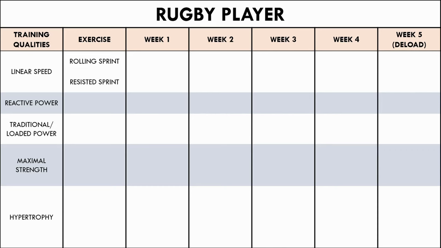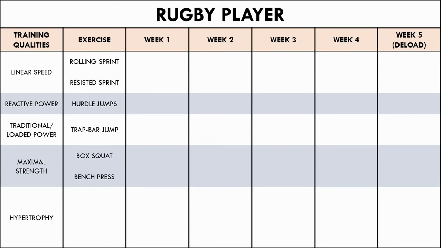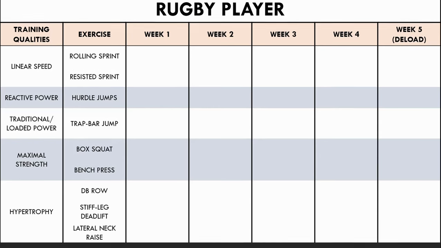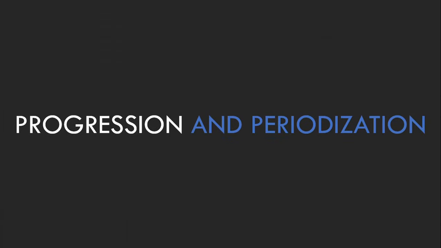For reactive power training, we've chosen hurdle jumps as a plyometric exercise. For traditional loaded power training, the trap bar jump was selected. Strength training consists of box squats and bench press, and hypertrophy training includes dumbbell rows, stiff leg deadlifts, and lateral neck raises for injury prevention. And the last programming consideration is what method of progression will be employed for the training block. We will now cover the best way to progress each quality over time.